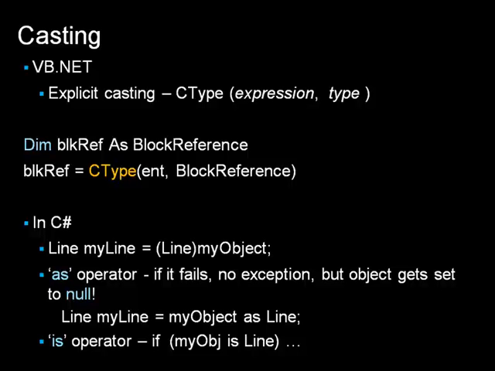In Visual Basic, casting is done using the CType function. Notice that this function takes an object for the first argument and a type for the second argument. In C# you use the type in parentheses to cast the entity to the object on the left side of the equal sign. You can also use the as operator and then test to make sure the object is not null. The is operator can also be helpful to test the type of the object.